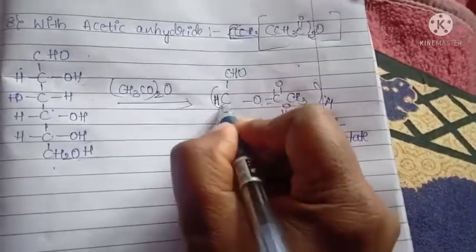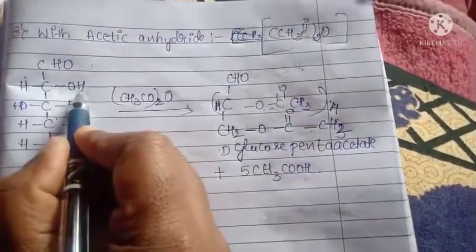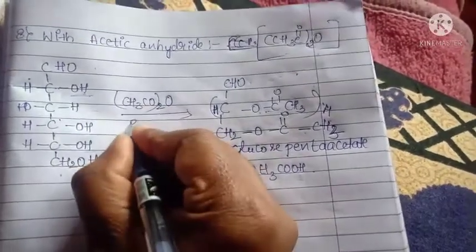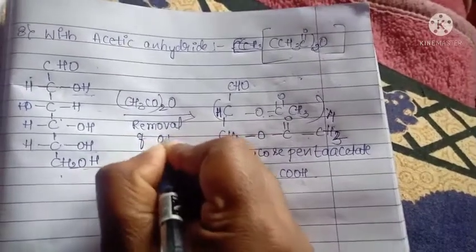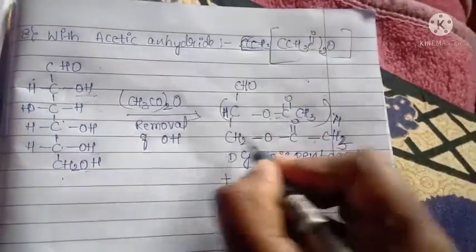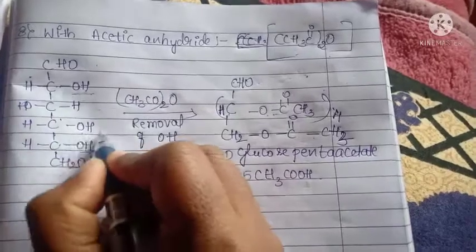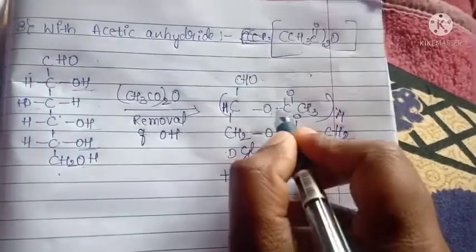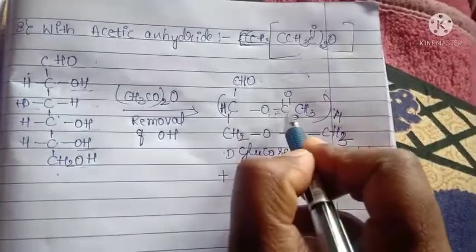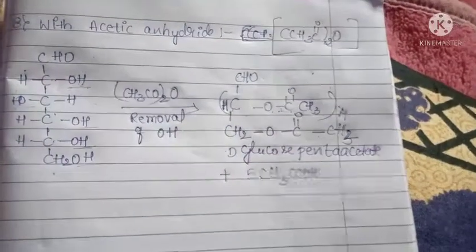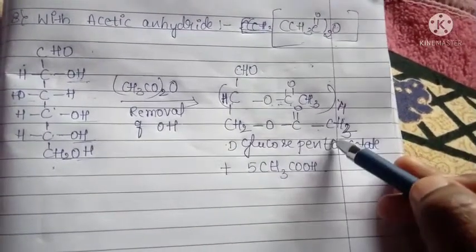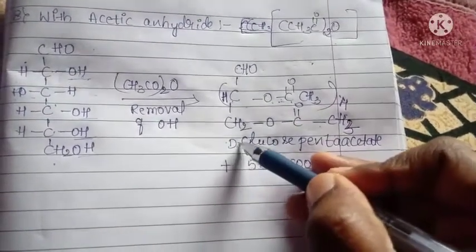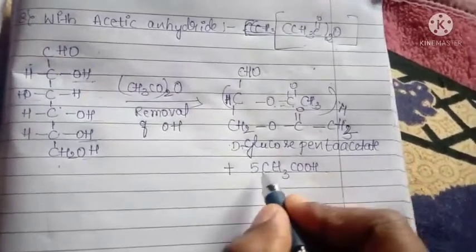Sorry, I said it wrong here. H remains. It is only the removal of OH groups. Okay, removal of OH groups. Here also the OH group is removed, here also, this one. In the place of OH groups, O, C double bond O, CH3. CH3COO group is called the acetate group. There are 5 acetate groups present. So it is D-glucose pentaacetate and plus 5 moles of acetic acid is formed.